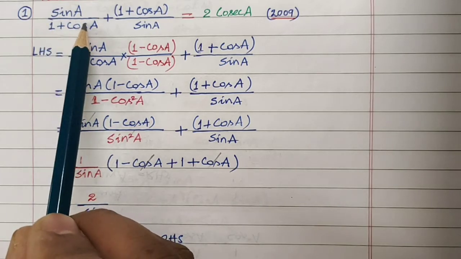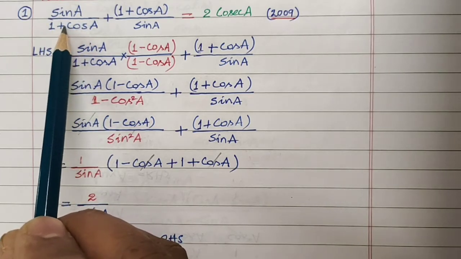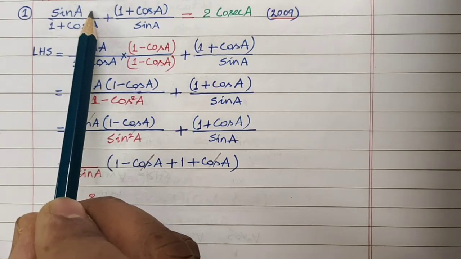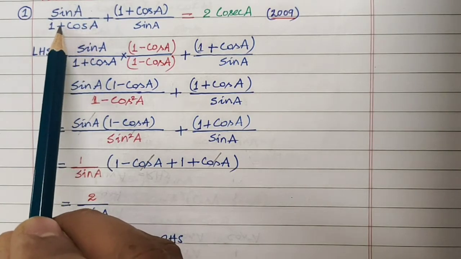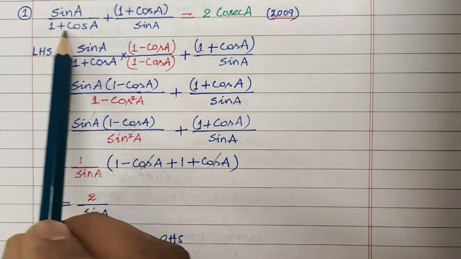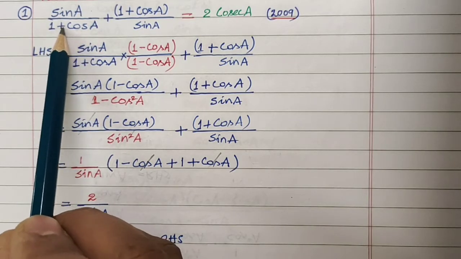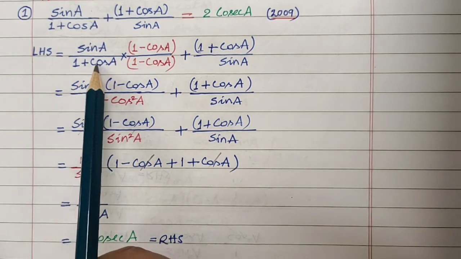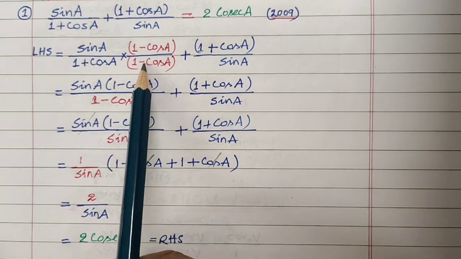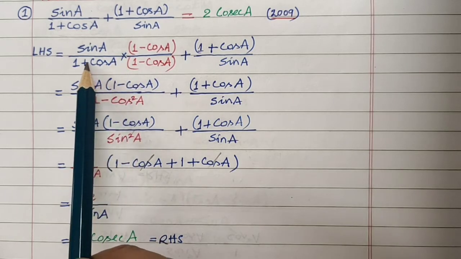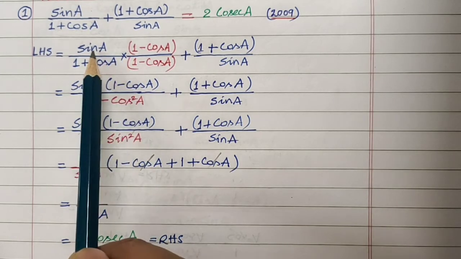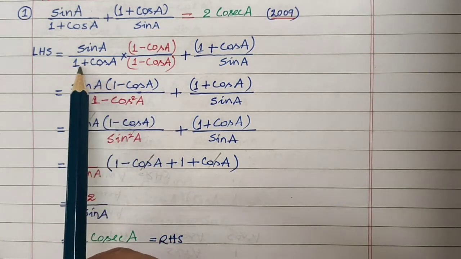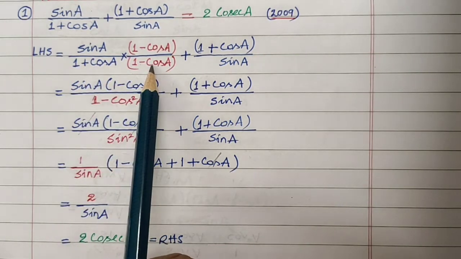This can be changed into a single trigonometric function by multiplying both numerator and denominator with this term, changing the sign. Sin A divided by 1 plus cos A, multiply and divide this by changing the sign here. This is sin A into 1 minus cos A divided by 1 plus cos A into 1 minus cos A.